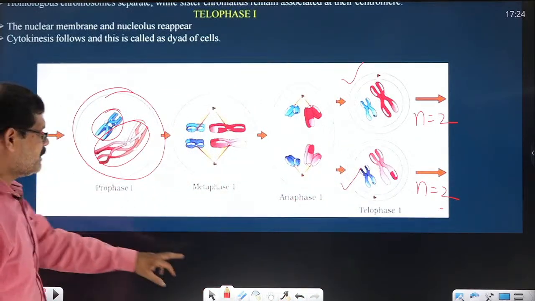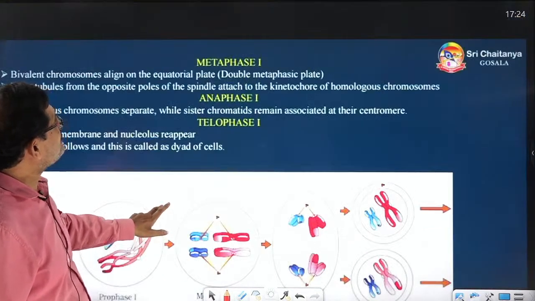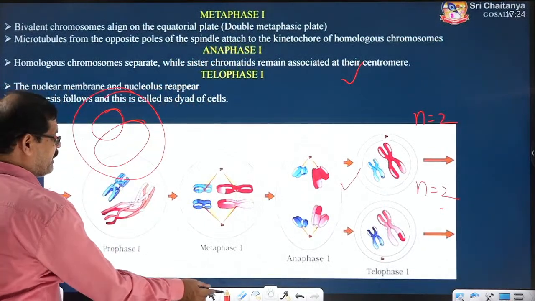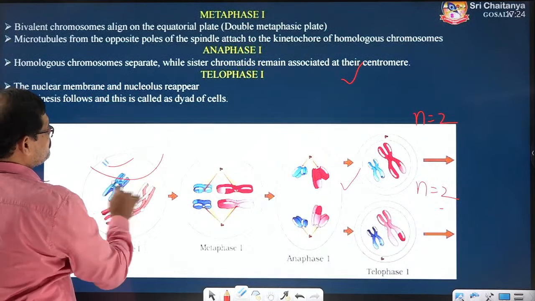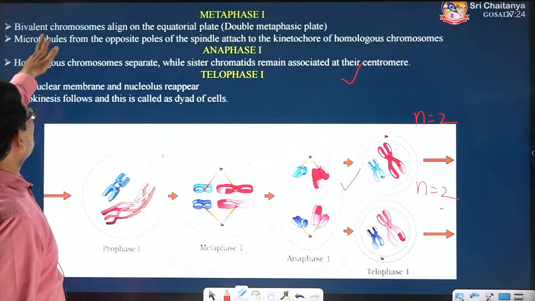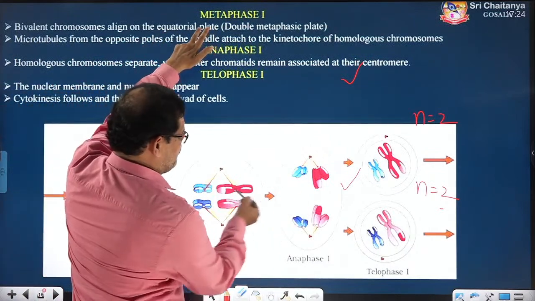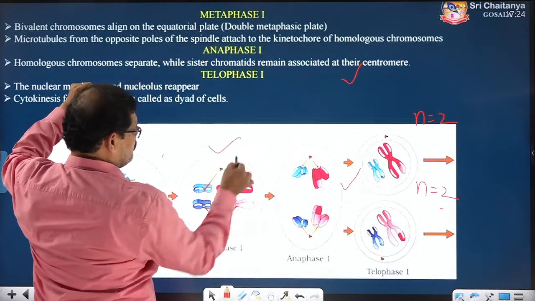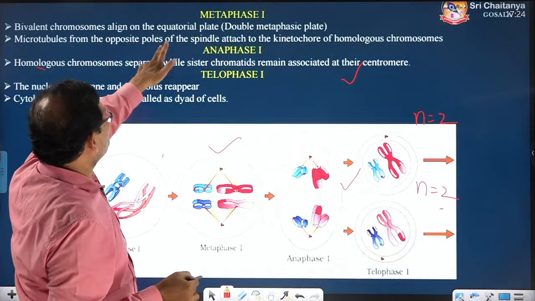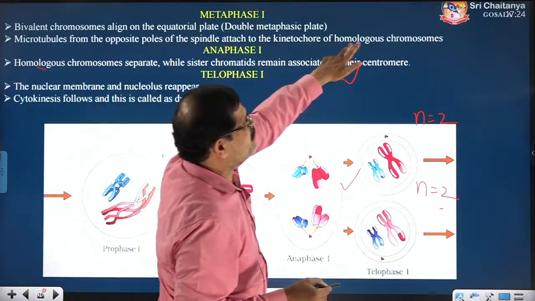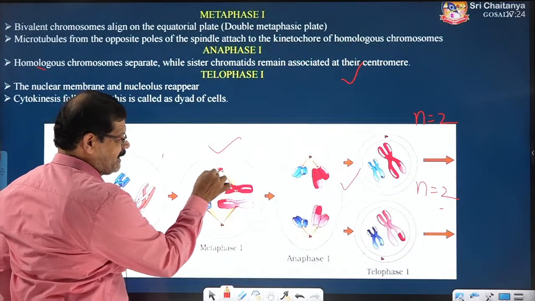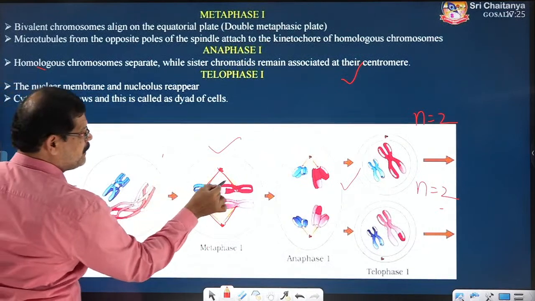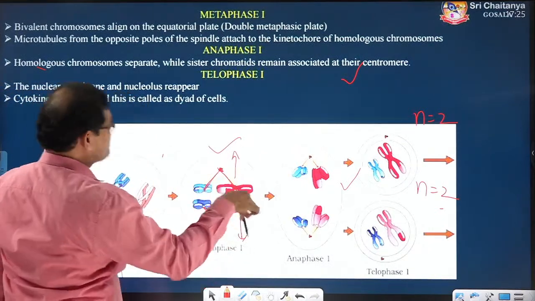And before this, we have some other things which are present there. What are these? Metaphase 1 and anaphase 1. What are the things which happen in metaphase 1 and anaphase 1? See here, the bivalent chromosomes are aligned at the equatorial plate. They are brought to an equatorial plate here. You can check it, this is an equatorial plate. Two equatorial plates. Microtubules from the opposite poles of the spindle attach to the kinetochore plates of a homologous chromosome. After the attaching, these two will be going to the north pole and these two will be coming to the south pole.